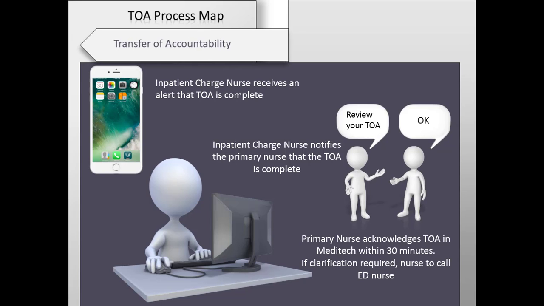On the inpatient unit, the charge nurse receives an alert telling them that the TOA has been completed. The charge nurse will notify the primary nurse that the TOA is complete. The primary nurse is required to complete the acknowledgement section of the TOA. If any clarification is required, the primary nurse will call the ED nurse.